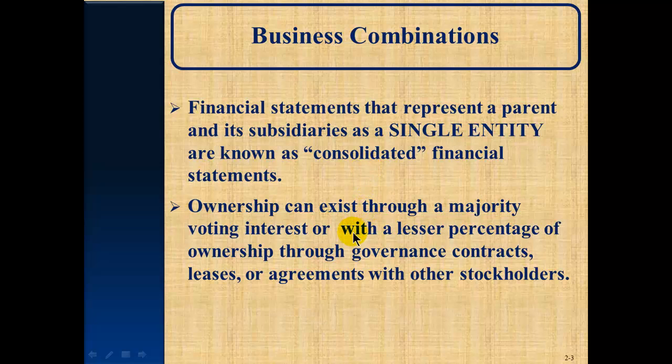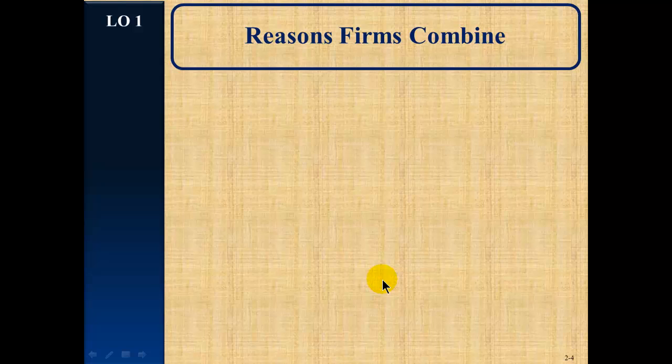Now, but know this, it is not always that percentage that dictates the need to do a combination. You can have a contractual relationship or lease agreements or any other kind of legal binding document or agreement that indicates that you as the investor or the parent, we'll call it that, have a control situation over another company.